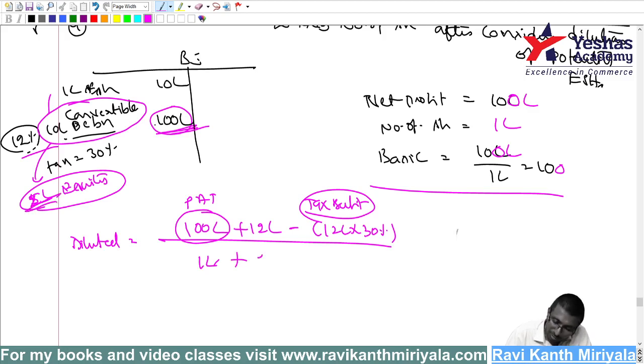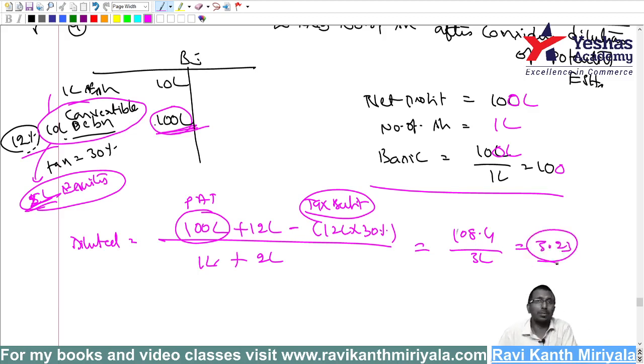New shares are coming: 2 lakh. Now, if you calculate, what is it coming? 108.4 divided by 3 lakh. Yes, correct? Divided by 3 lakh means your answer will be somewhere around 3.23. I don't know exactly, this is some number.